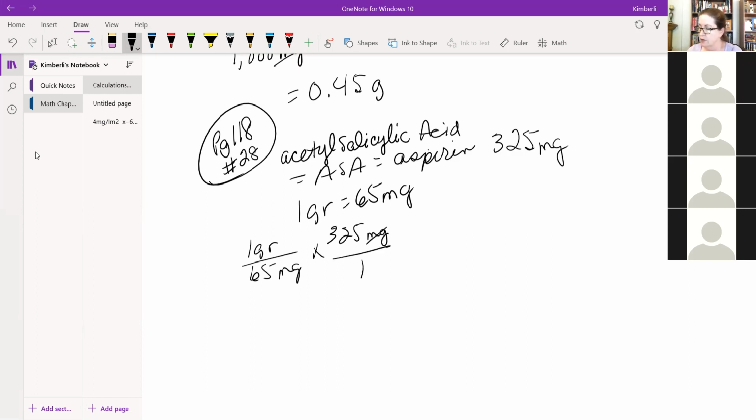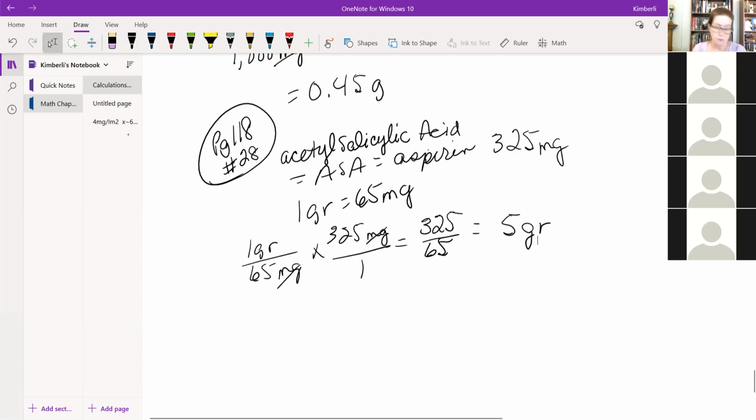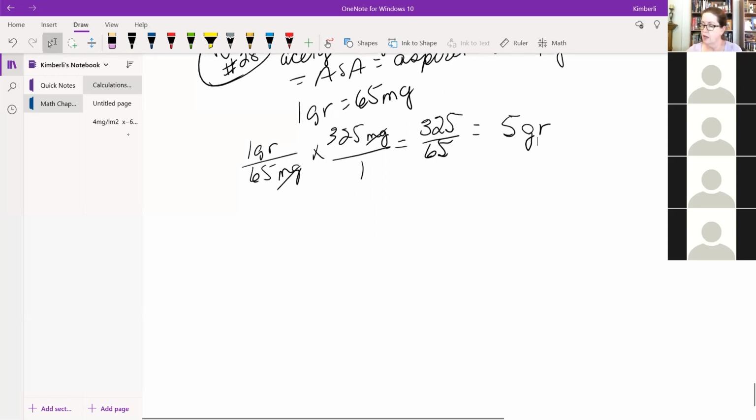You can put it over 1 to make a decimal or a fraction out of it. And that tells us to take the 325 and divide it by 65. And what do we get? 5. Yep. So it says available are GR V tablets. What is GR V? 5 grains. Yes, 5 grains. Good. So is that the tablet that we need for that? Yes. Okay, let's look at number 29 on that same page.